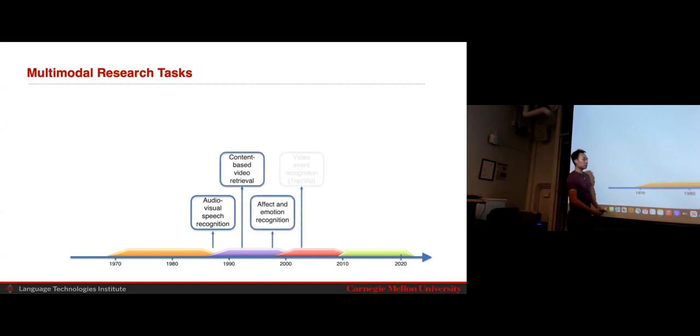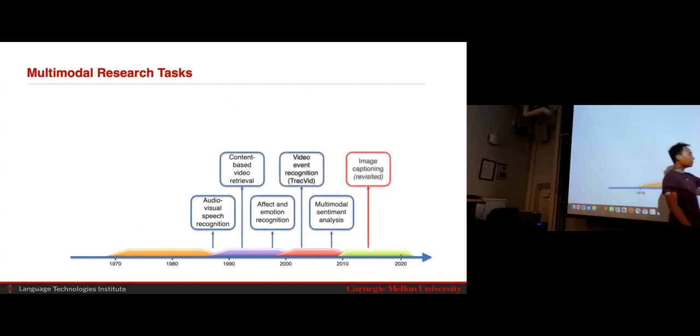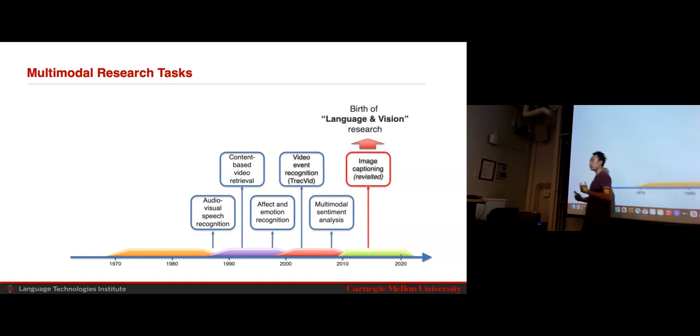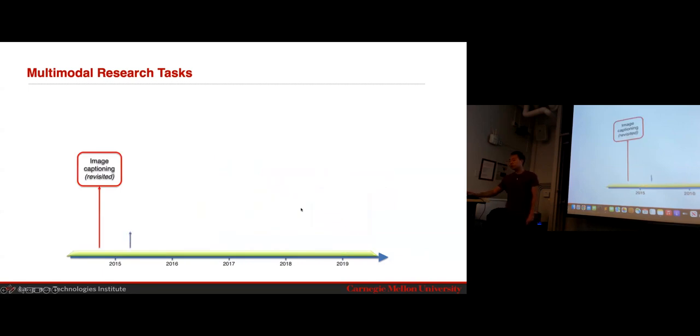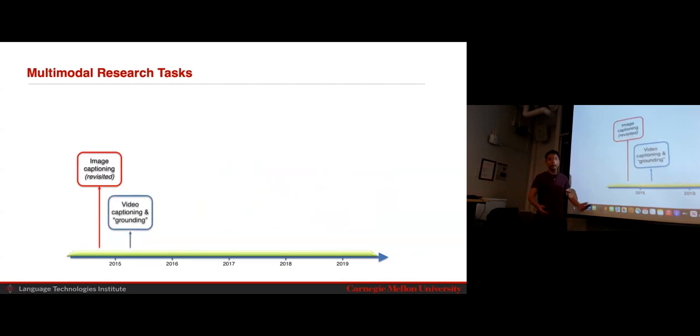Here's an overview. Four eras: the behavioral era, the computational era, the interaction era, and the deep learning era. It started with audiovisual speech recognition. We saw that classic example of the McGurk effect. Very soon, there was lots of research in the computational era on multimedia, video retrieval, video recognition, affective computing, affective emotion recognition, and sentiment analysis. And one of the key big applications in deep learning was image captioning. And soon after, naturally, people extended it to video captioning.